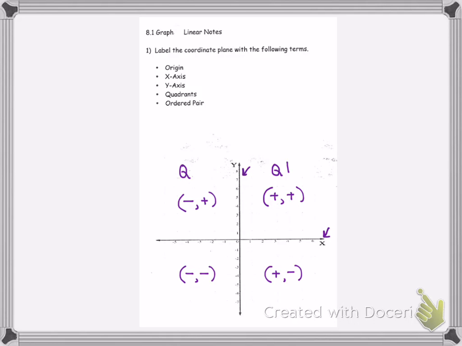Moving over to quadrant 2, you should be looking for x values that are negative because you're going to the left from the origin, and y values that are positive. They're still above the 0 for the y. In quadrant 3, you are anticipating x values that are negative and y values that are negative. And finally, in quadrant 4, you should be anticipating x values that are positive and y values that are negative.